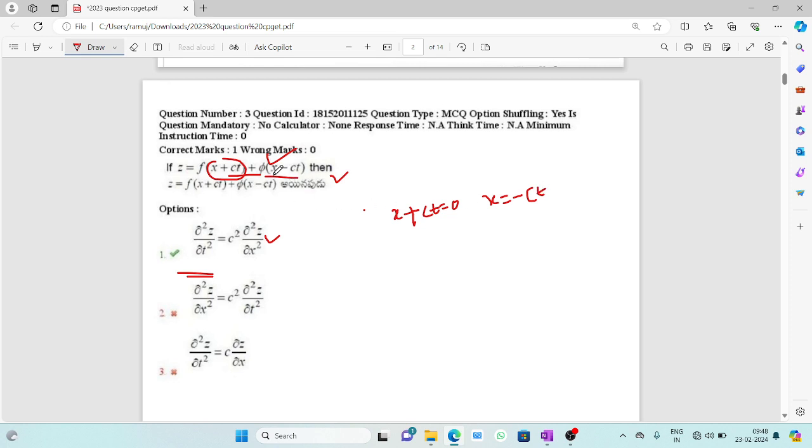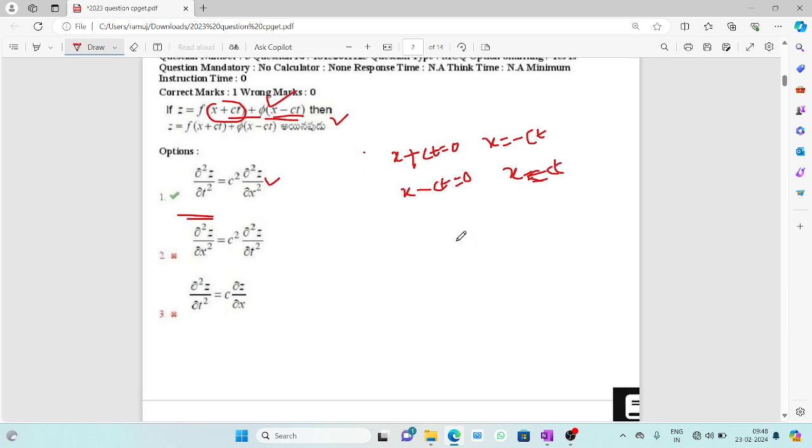And similarly, you just observe this one: x minus ct is equal to 0. Take minus ct to the right side, and you will get x is equal to ct.